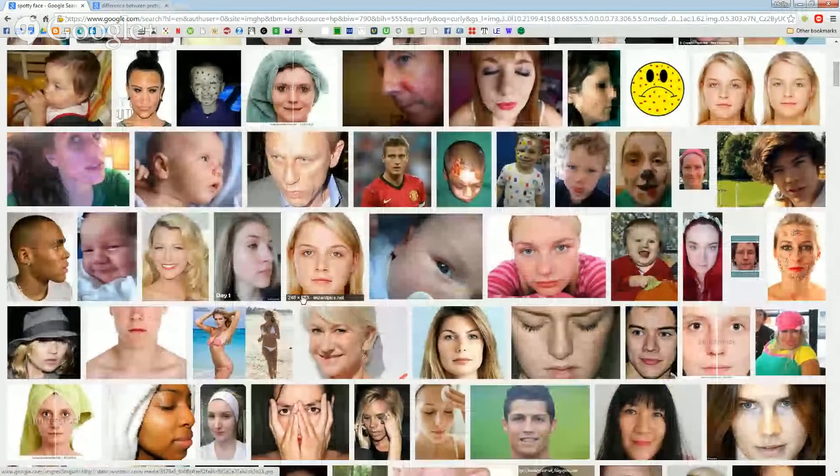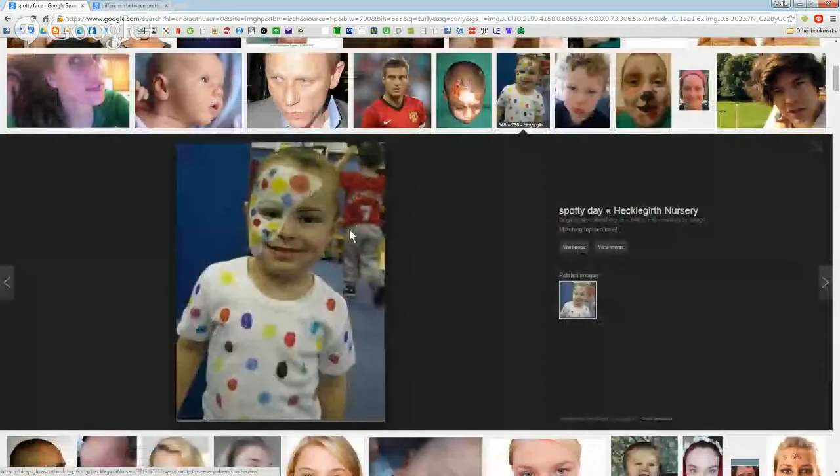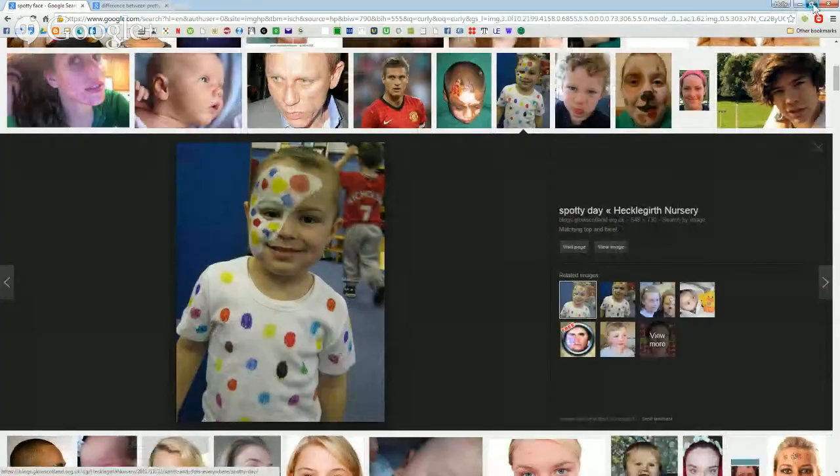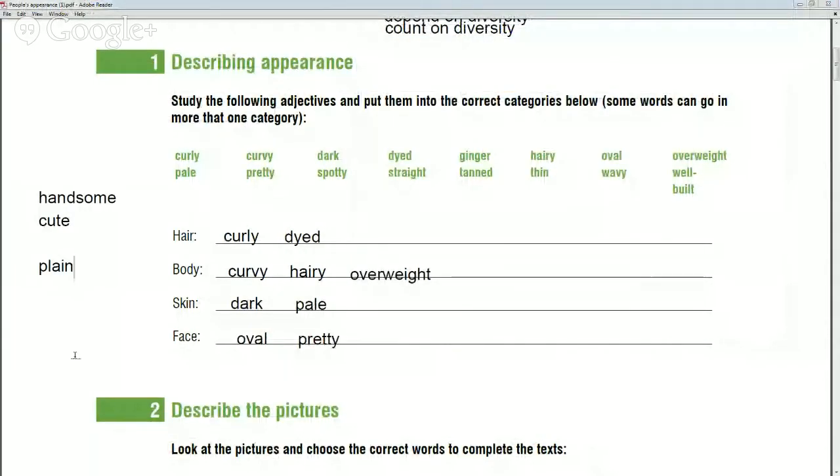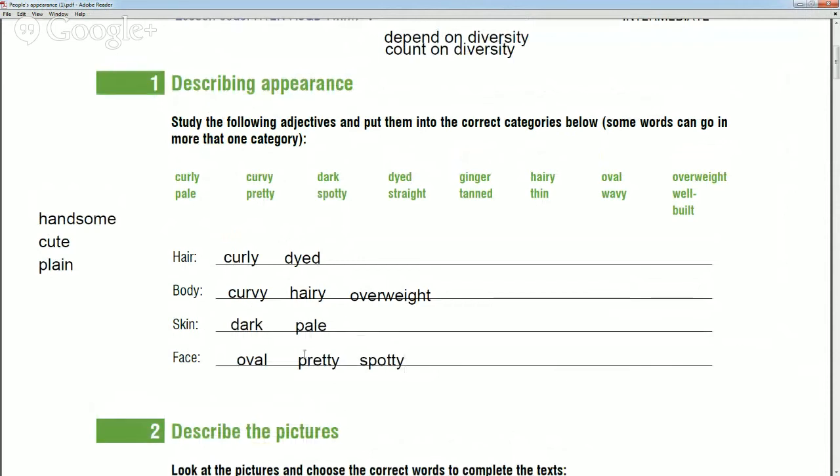Some are natural, some are not. Like this one is definitely not a natural thing. So yeah, a spotty face. Having measles, for example. I had measles when I was a child, and I had a spotty face. So, straight. Where would that go, Claudio?